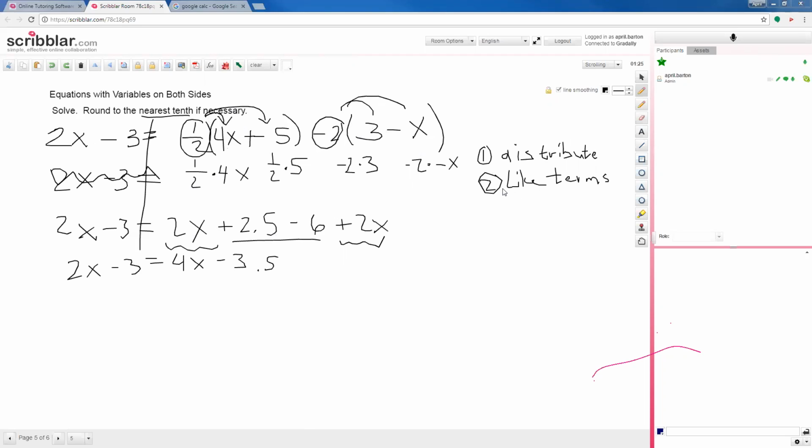So next you check for any like terms on the same side. We have the left side, which didn't have any like terms, and the right side, where we added 2x plus 2x to get 4x, and 2.5 minus 6, which I plugged into a calculator. Sometimes decimals are hard to do in your head, so just plug it in. That gave us negative 3.5. So we do have a variable on the left and a variable on the right. We want to move the variable on the right to the left.